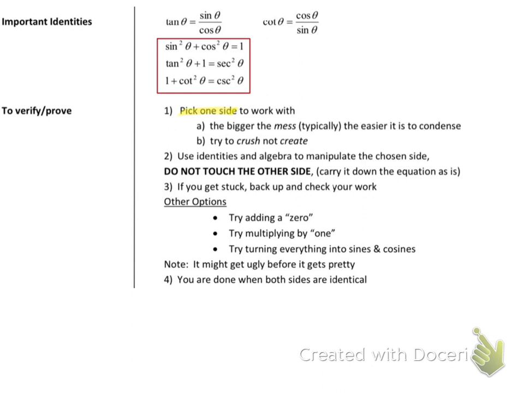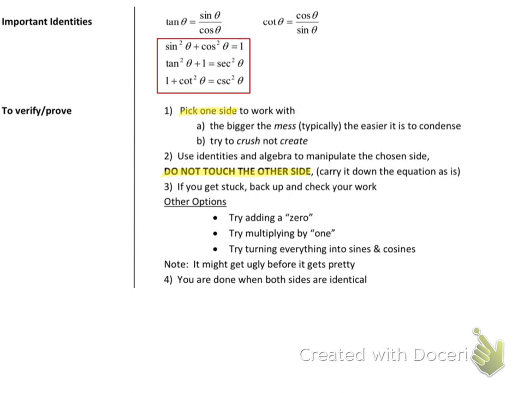It's easier for me to take a ton of things, try to crush them down into a nice, neat little package, as opposed to taking this little tiny thing and break it apart into a ton of pieces. So pick one side. Use identities. Do not touch the other side. Just carry it down. And you have to carry it down every single row. If you get stuck, go back up and see if there's something else that you could do. I'm not saying don't look at the other side. You absolutely need to look at the other side and figure out where you're going.